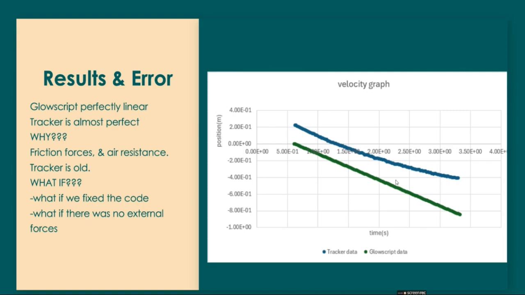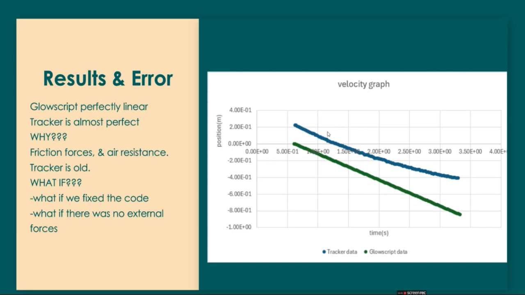Okay, results and error. So our GlowScript line, which is right here, once we plotted it as we showed before, we took the data from there and put it into Excel along with the data from the Tracker. As you can see, the Tracker data is almost perfectly linear. There's just some user error there that I'll get into in a second. And the GlowScript data is perfectly linear because it is made by a computer. And the GlowScript data is perfect because it doesn't account for forces like friction and air resistance that are happening in the actual data from the Tracker.